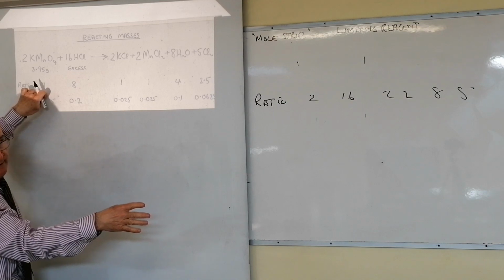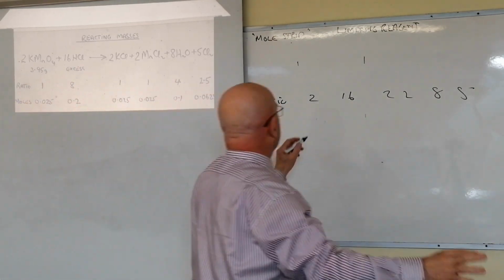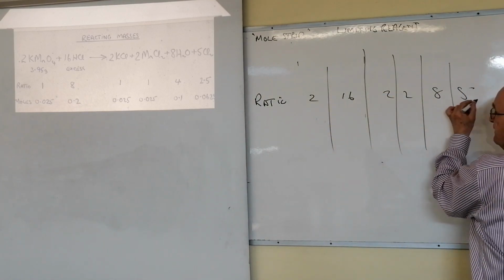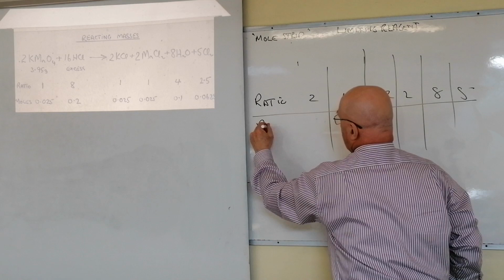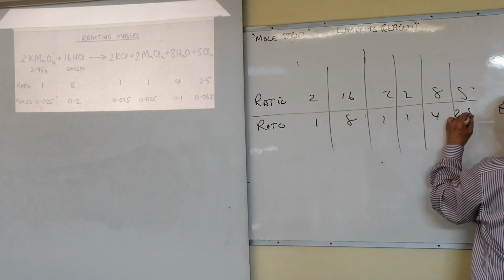Are you okay with that? Everything is a multiple of it. It's a good idea. Now, to avoid error, now I'm saying to you, please, everybody, would you write the ratio strip twice? Okay, there's no problem with that. And so the ratio again is 1, 8, 1, 1, 4, and 2.5.